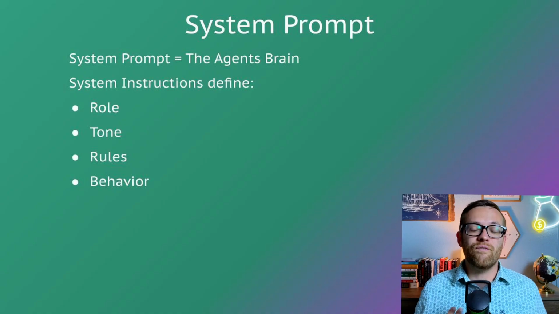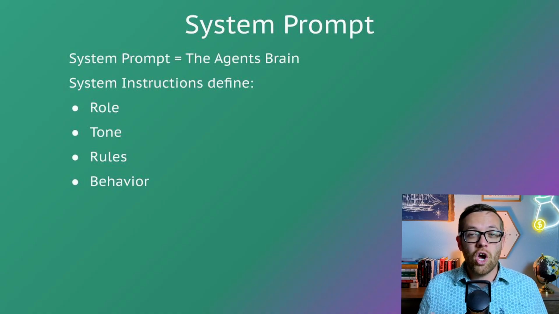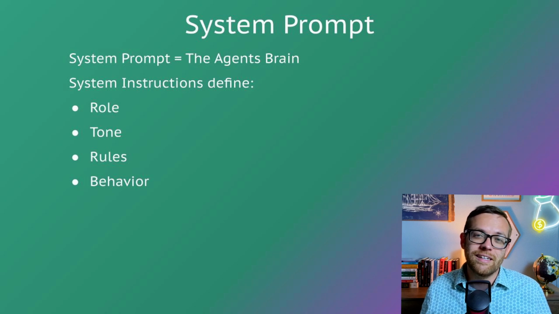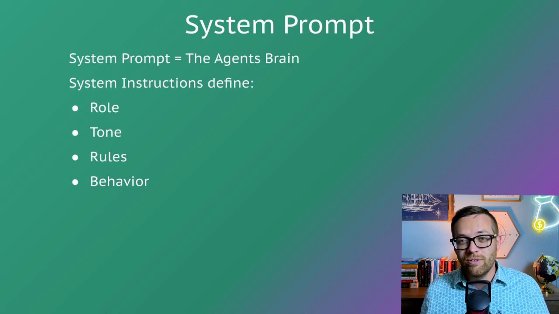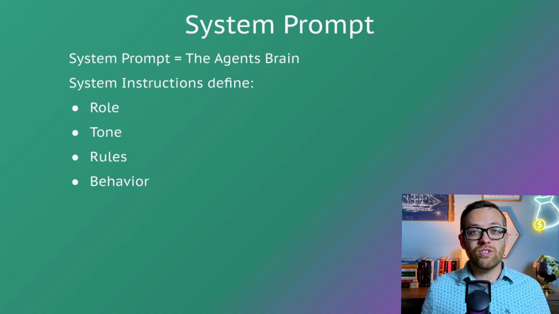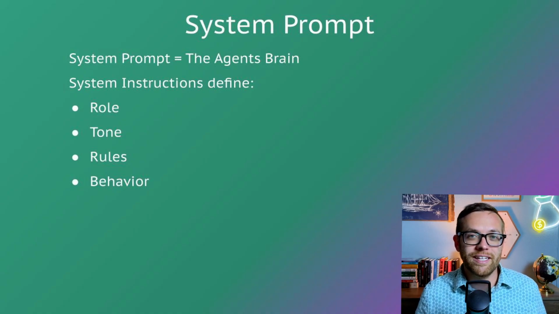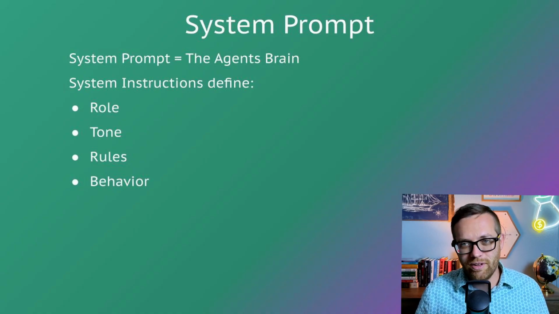We need to write effective system instructions. System instructions, also known as the system prompt, is the agent's brain. The system instructions define the role of the agent, the tone with which they speak and respond, the rules that they follow, and their behavior. The system instruction is by far the single most important part of your agent. If you get this wrong, the agent's wrong. This is not a prompt you treat casually. This is the agent's operating manual.